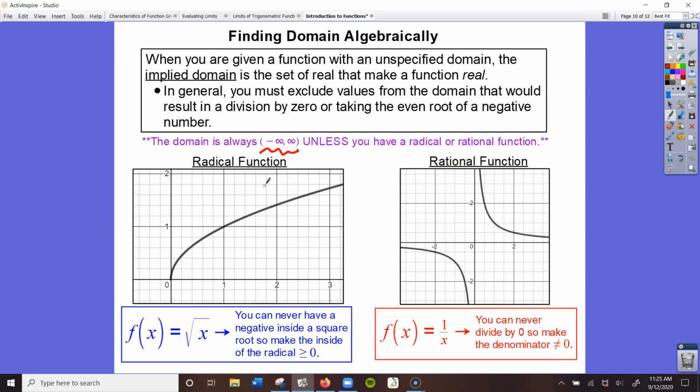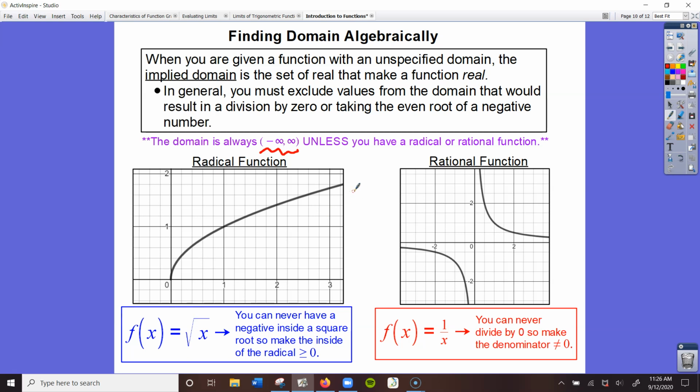However, a radical function is anything that has the square root symbol. With the square root, the one thing that I cannot have in the equation is a negative inside of that radical.